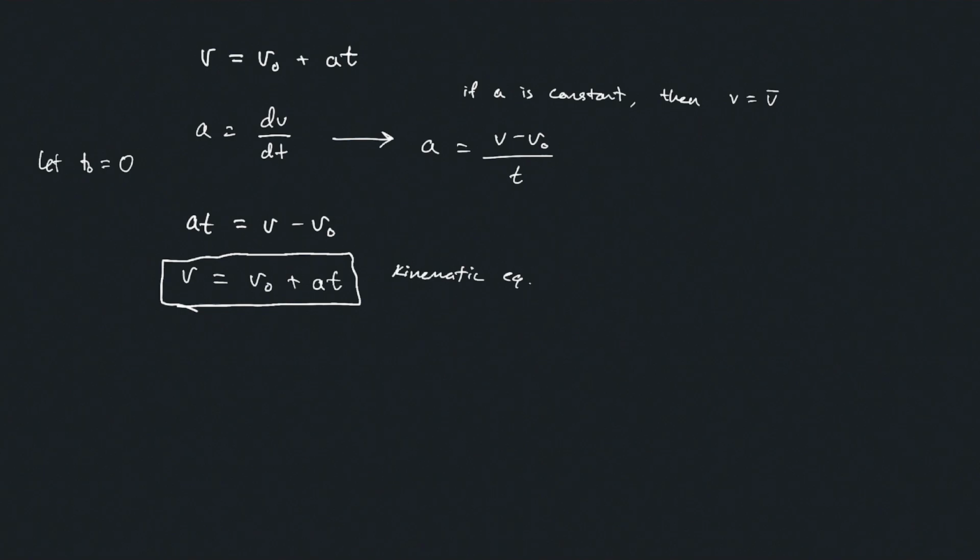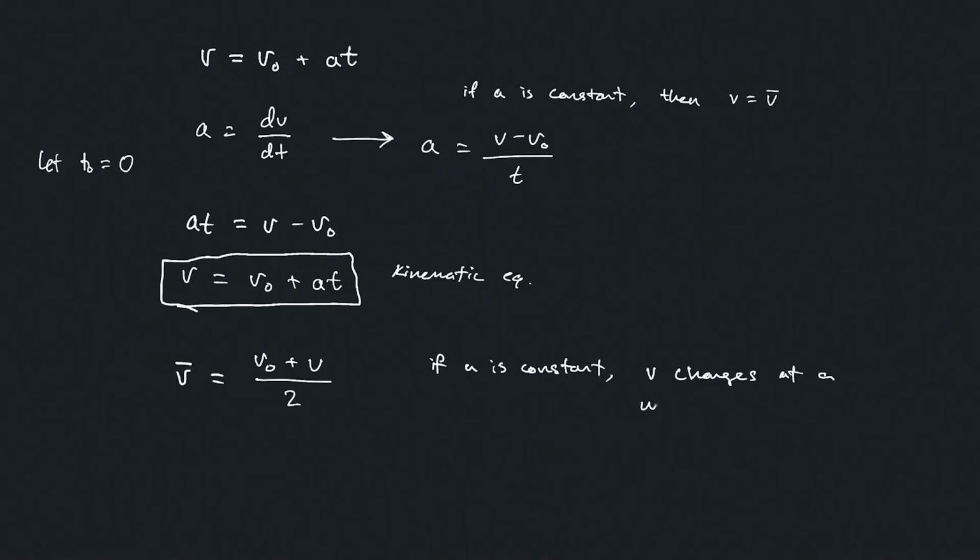The next one is going to be average velocity is equal to the average of initial and final velocity. In other words, initial velocity plus final velocity over 2. Now the reason why this is true is that the velocity changes at a uniform rate throughout constant acceleration. So the average velocity is going to be halfway between the initial and final velocities. This is our second kinematic equation.